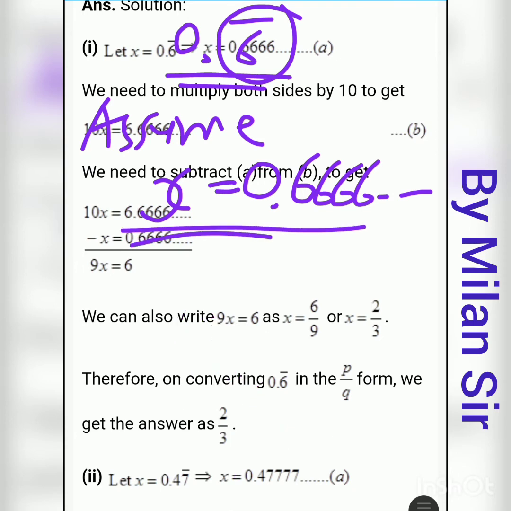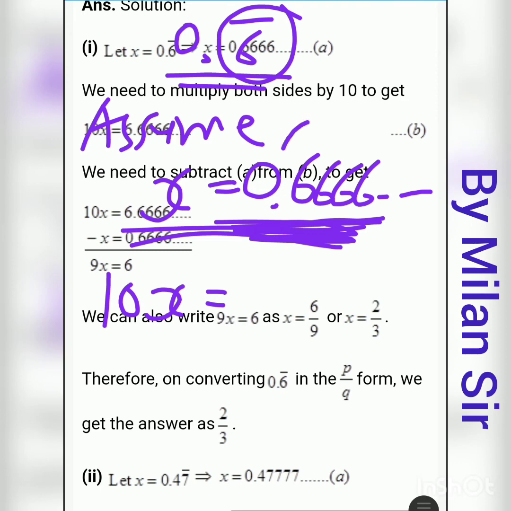So here on both sides just multiply this equation with 10. So here we get 10x. Okay, on the left hand side if we multiply with 10, then 10x. And if we multiply with 10 on the right hand side, in 10 we have only one 0, right? So the decimal point is moved one digit to the right. If we multiply this number with 10, then our decimal point moves one digit to the right. If we multiply with 100, then our decimal point moves two digits to the right.